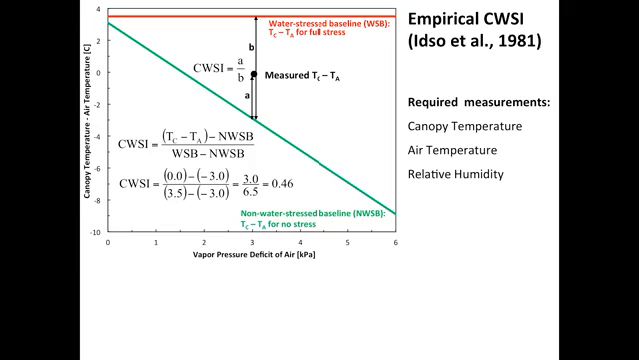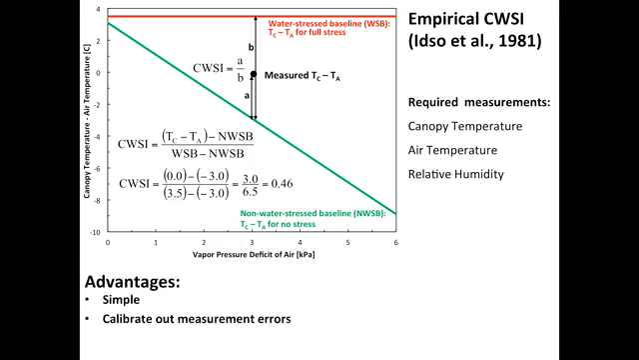The crop water stress index is actually designed to output a value of 0 when the measured value of canopy to air temperature falls on top of the non-water stress baseline, and it outputs a value of 1 when the measured value of canopy to air temperature falls on top of the water stress baseline.